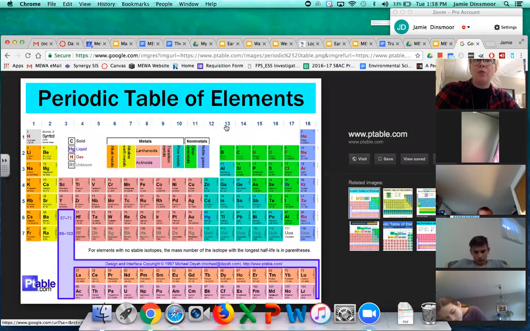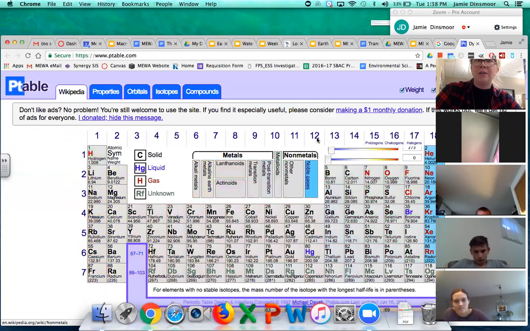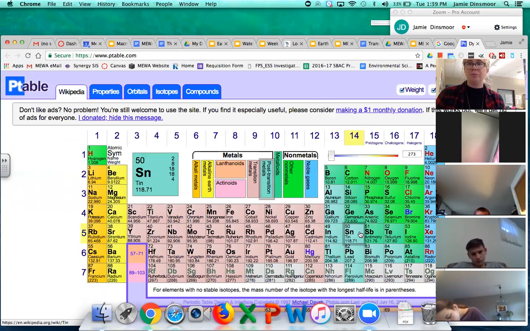So if we look at the periodic table, all of these masses that we see listed on here, for example, boron 10.81, that is telling us how many grams of boron are in 1 mole of boron. Whereas if we look at something like tin, we see that in 1 mole of tin, we have 118.71 grams, right? So there are more atoms of tin.